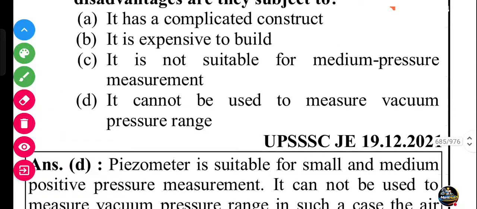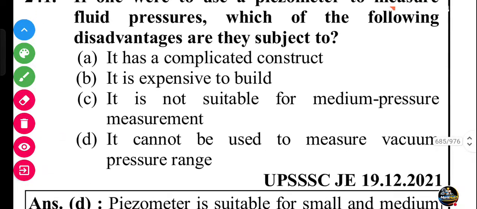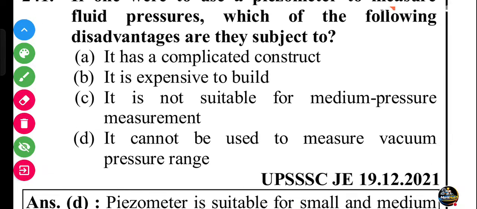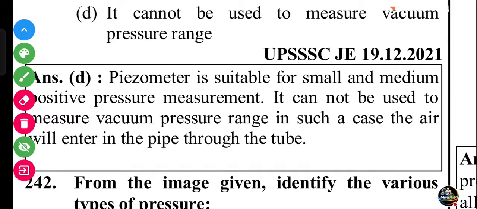Okay, the question asks for a disadvantage. So it cannot measure the vacuum pressure range. This is the disadvantage. A piezometer is suitable for small and medium positive pressure measurement. It cannot be used to measure the vacuum pressure range. In such a case, the air will enter the pipe through the tube.